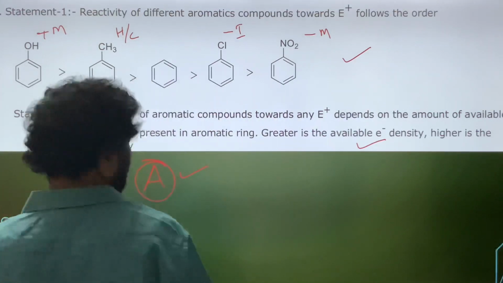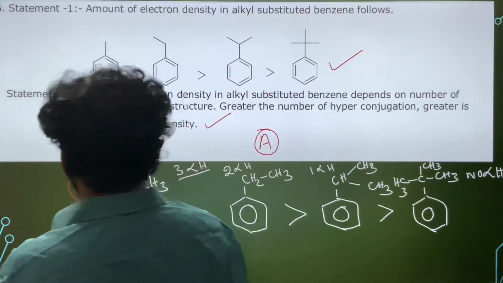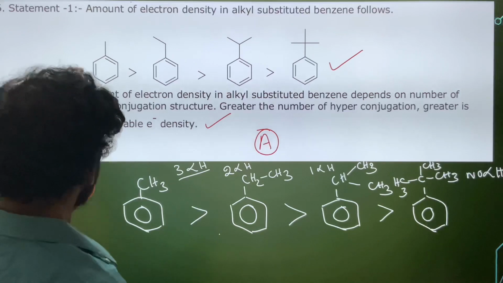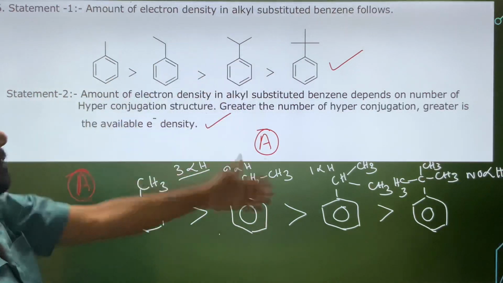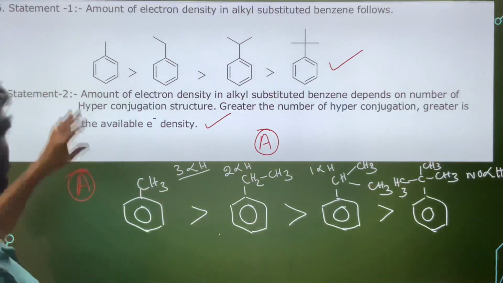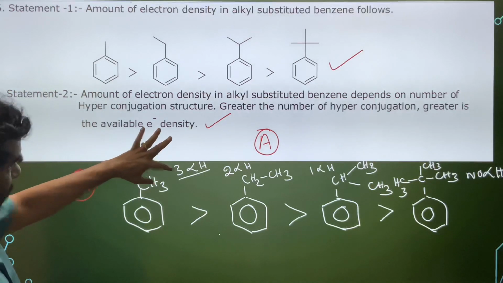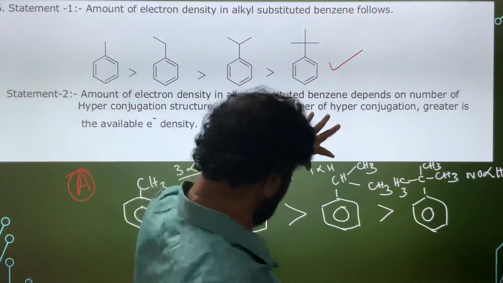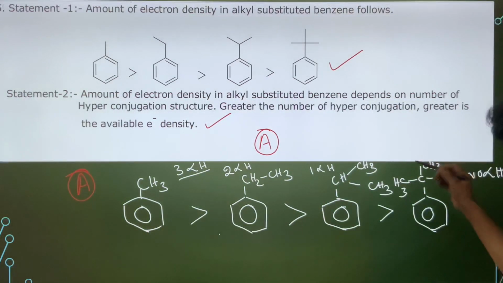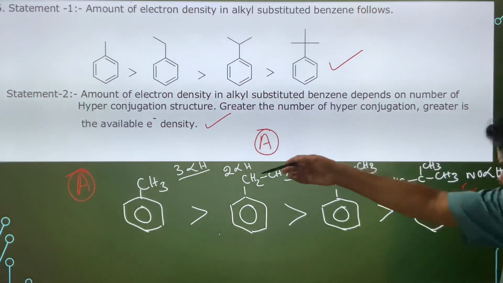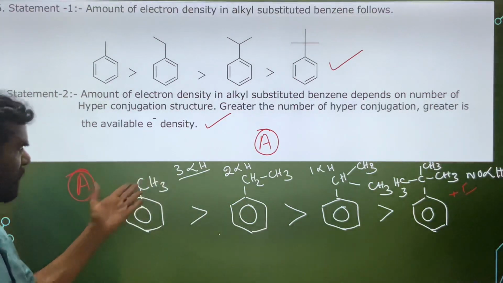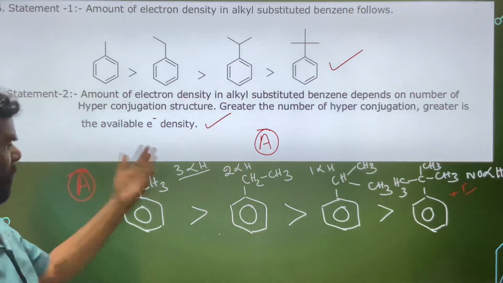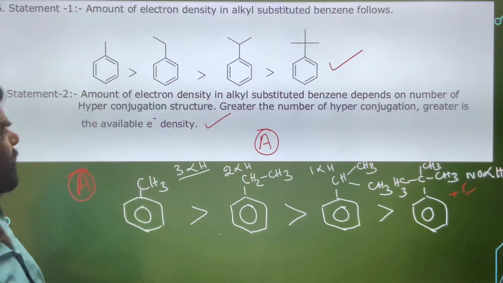And the next one. Many times we have seen in the classroom, the amount of electron density in the alkyl substituted benzene follows this. This is toluene. There are 3 alpha hydrogens, 2 alpha hydrogens, 1 alpha hydrogen for hyperconjugation. No hyperconjugation at all, only plus I effect here. So as the number of alpha hydrogens increases, hyperconjugated structures increase, the sacrificial hydrogens increase, the reactivity increases.